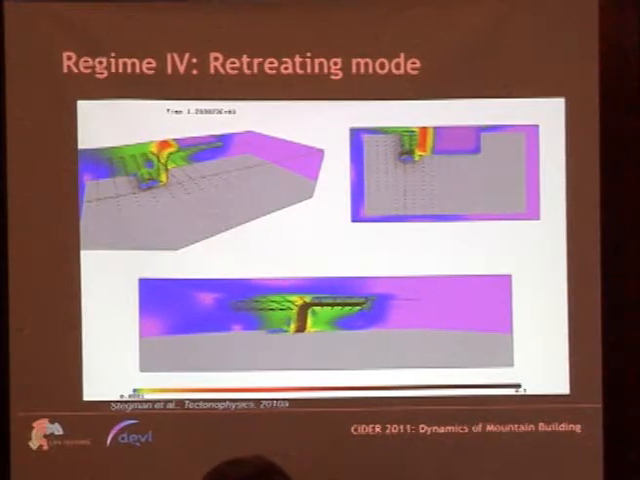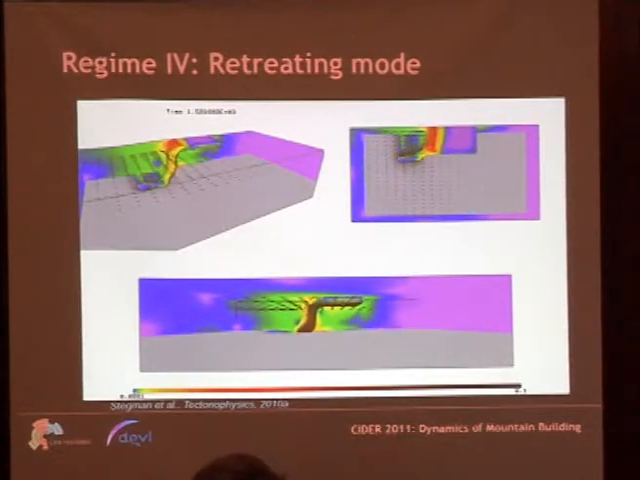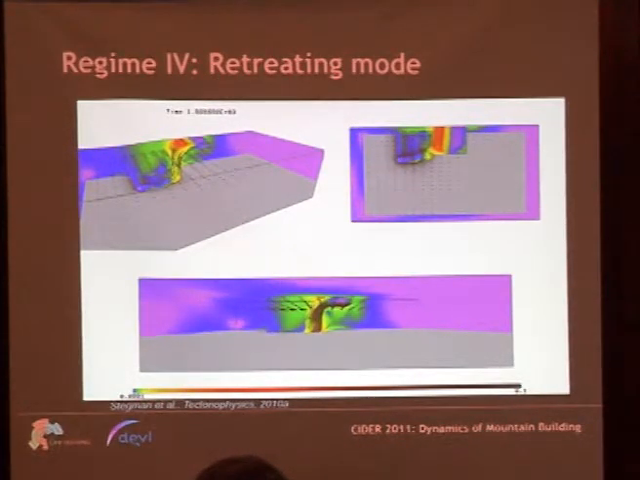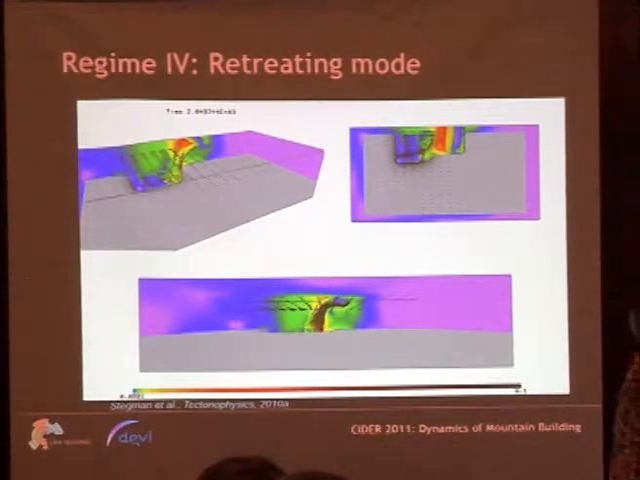I should point out that all the models I'm showing you have the same width. So we're keeping width constant at this point. And you see this little flat-lying slab. There's lots of flat-lying slabs in the transition zone that people have observed. But what's nice is that you have a flat-lying slab, but on the surface you've got some nice trench curvature developed.